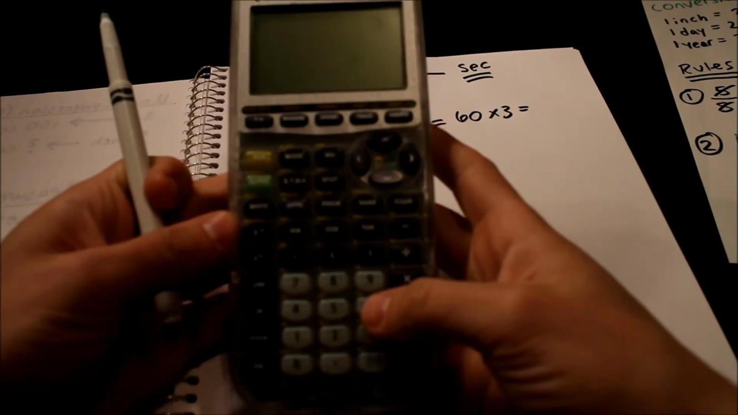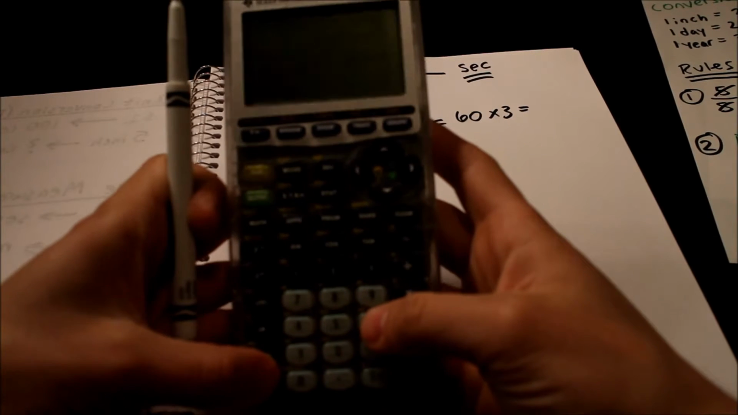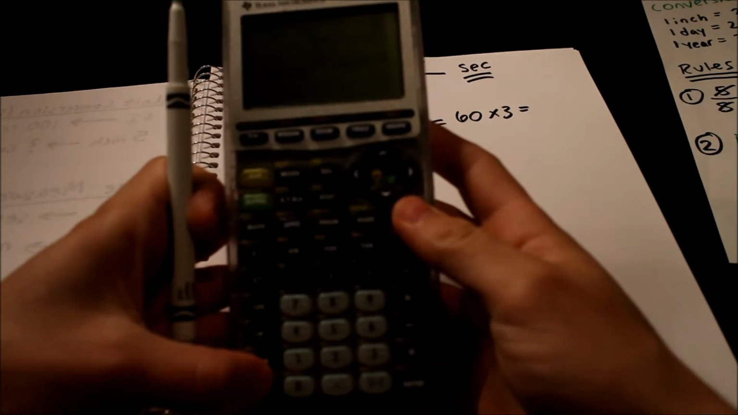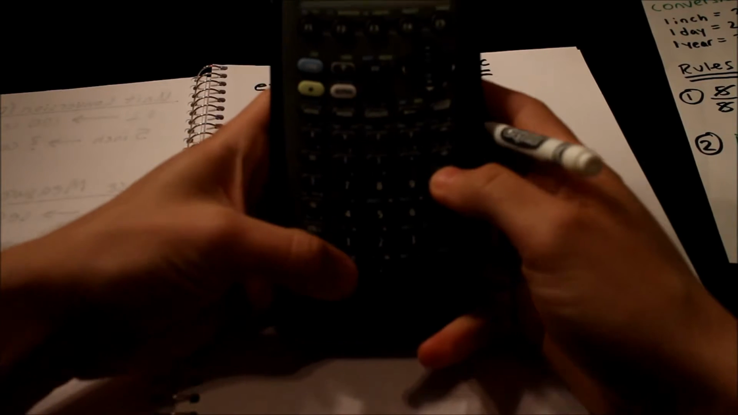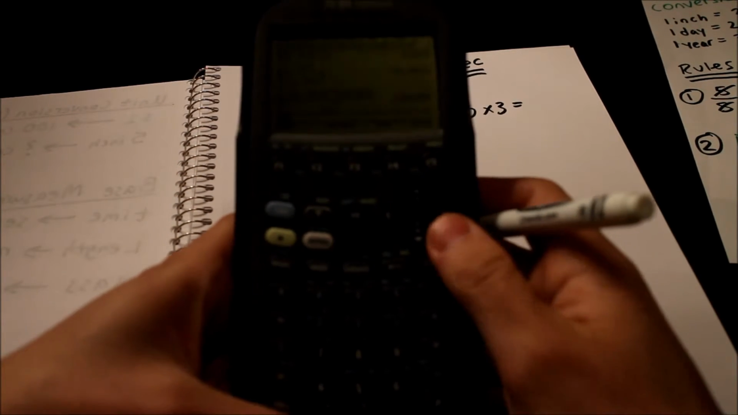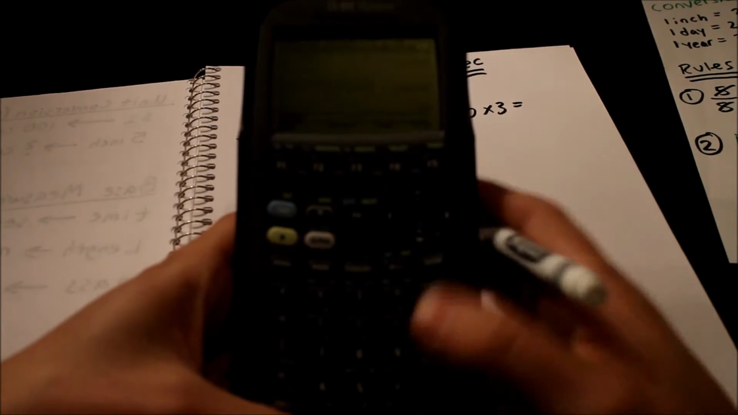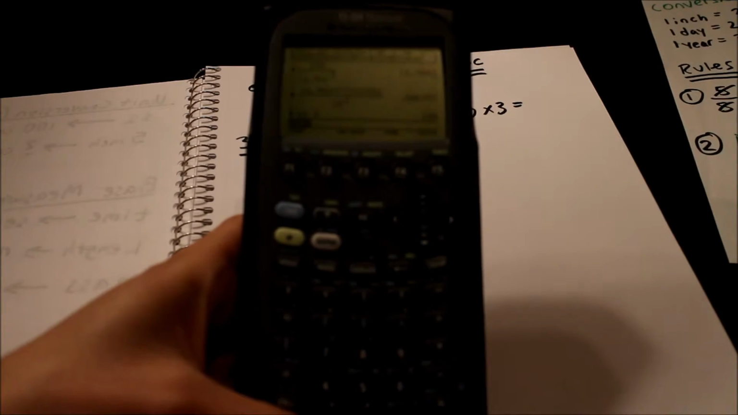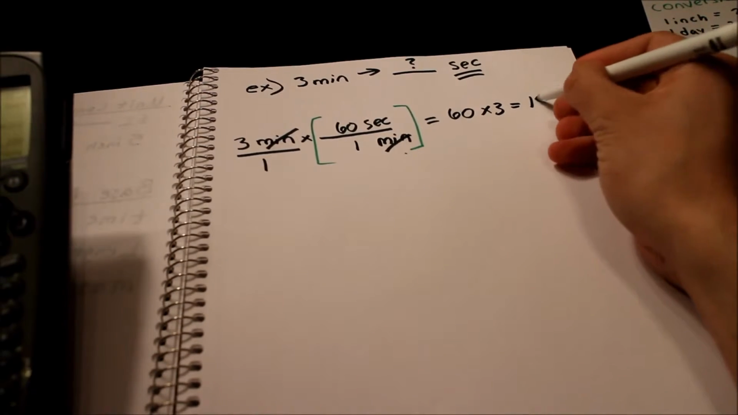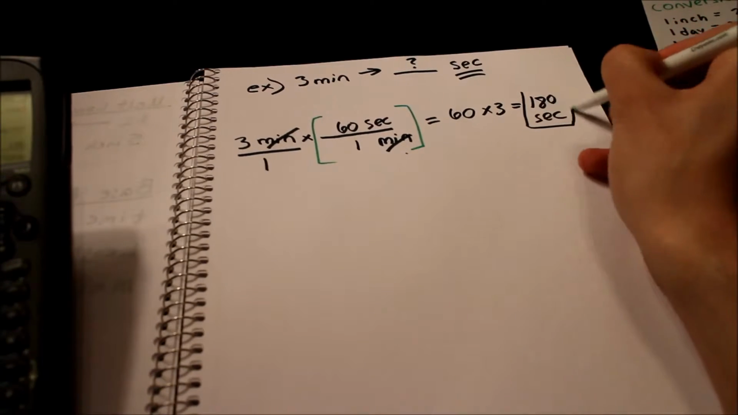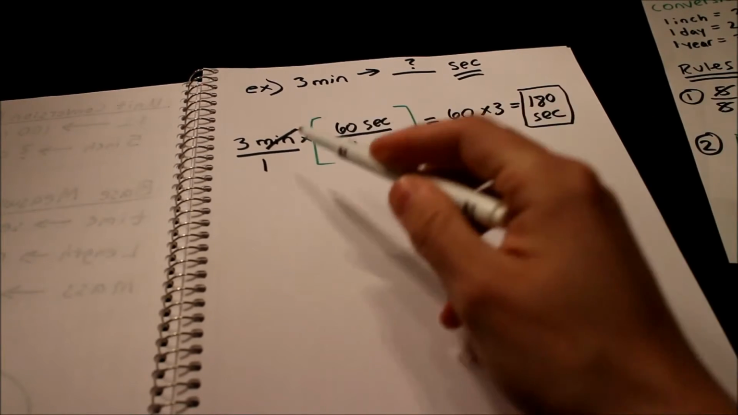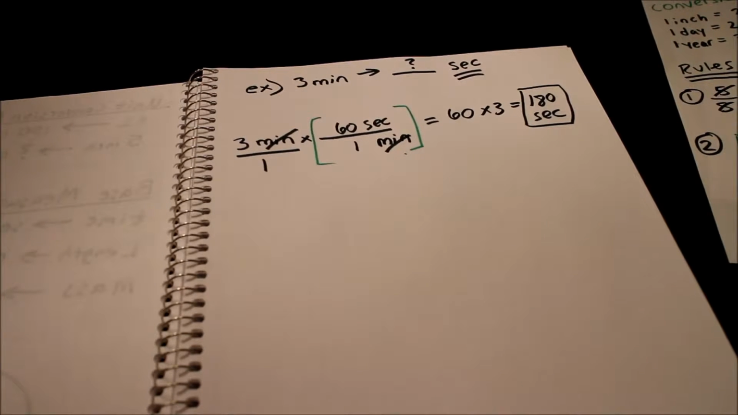I think my calculator is out of batteries, sorry. I have another one here. This is a more advanced one. So 60 times 3, the answer is 180. Sorry if you can't see that. That's 180 seconds. And that is all there is to it, guys, really. You do the same thing for any type of problem.